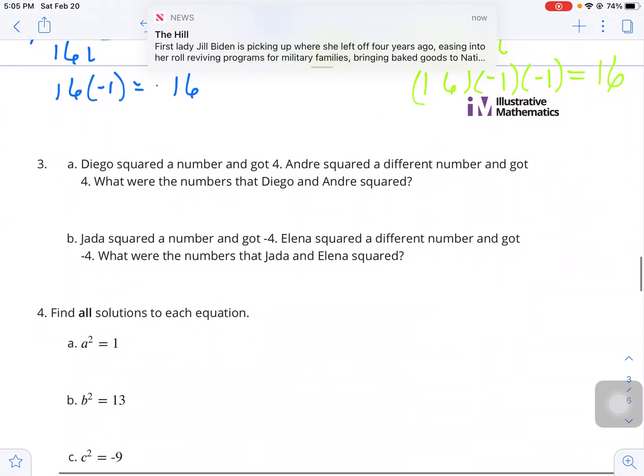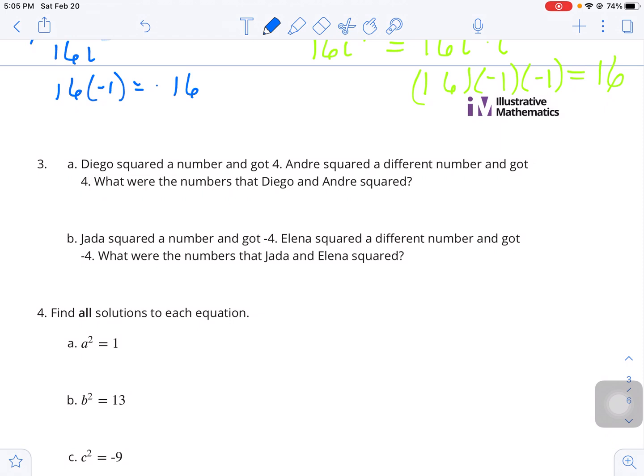Number 3, Diego squared a number and got 4. Andre squared a different number and got 4. What were the numbers that Diego and Andre squared? I would say Diego squared maybe 2 and Andre squared maybe negative 2. And both of those would give you 4. So 2 and negative 2.